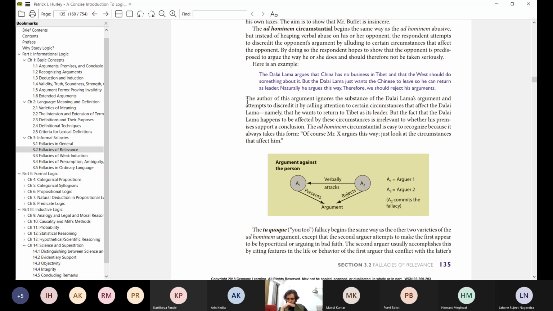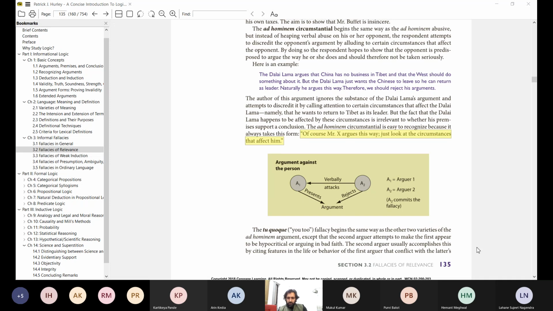The ad hominem circumstantial is easy to recognize because it always takes this form. Of course, Mr. X argues this way. Just look at the circumstances that affect him. Just pause there. Let's just put this also into the chat.